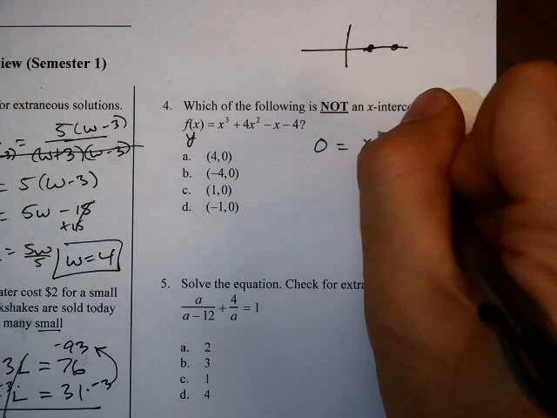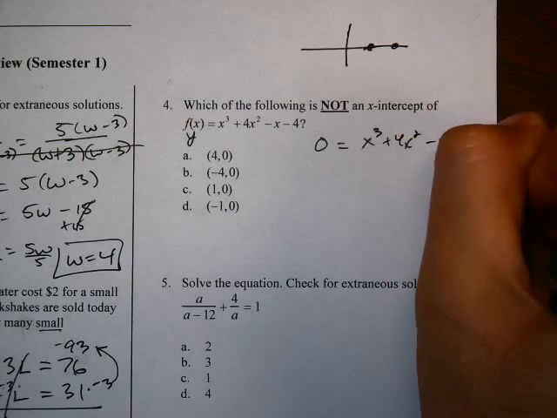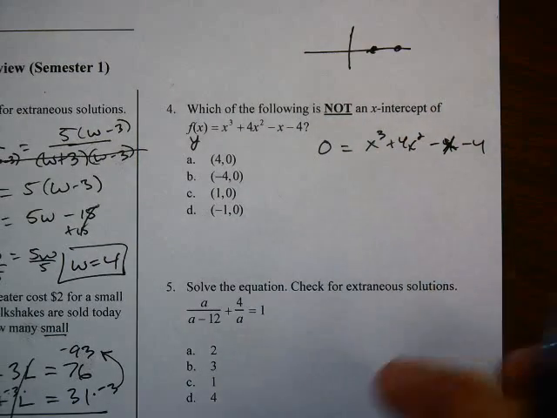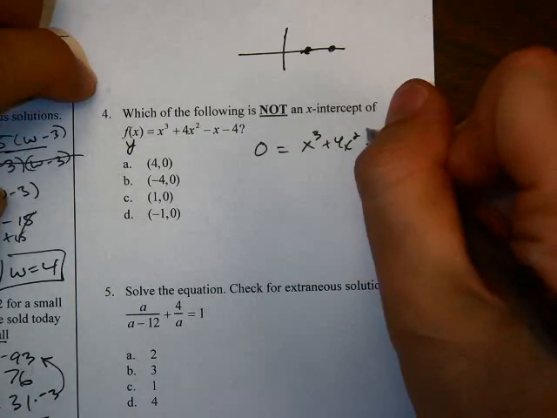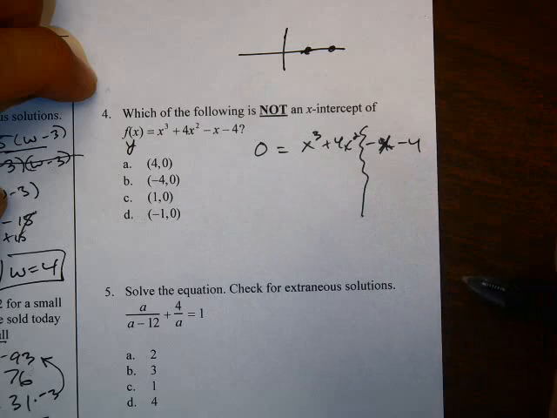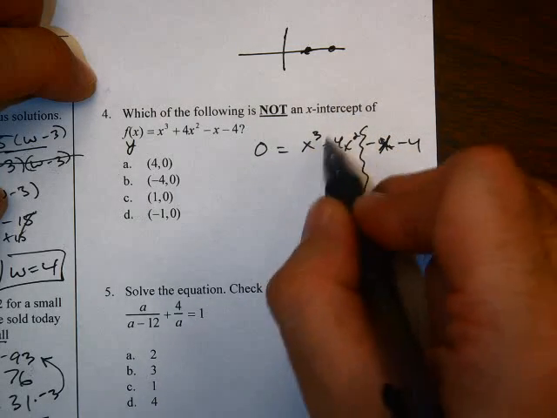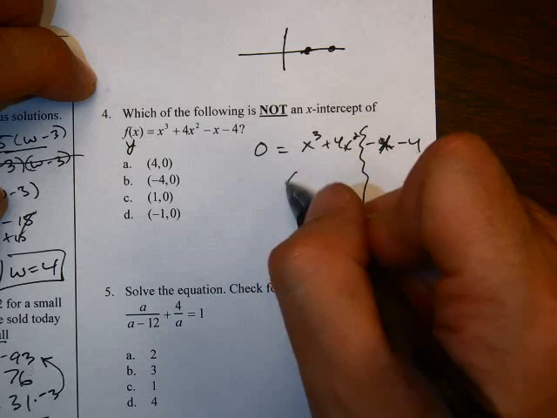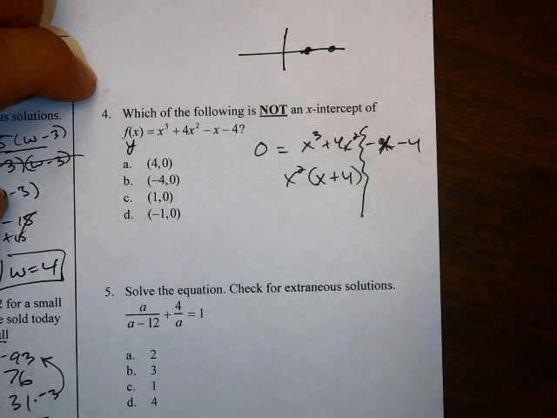So we're going to take this from here, x cubed plus 4x squared minus x minus 4. Now on this equation, when we're solving this, hopefully we can factor by grouping. So what I'm going to do is split this down the middle. I'm going to take a common factor out of each side. On this side, my common factor is x squared. When I take that out, I get x plus 4.